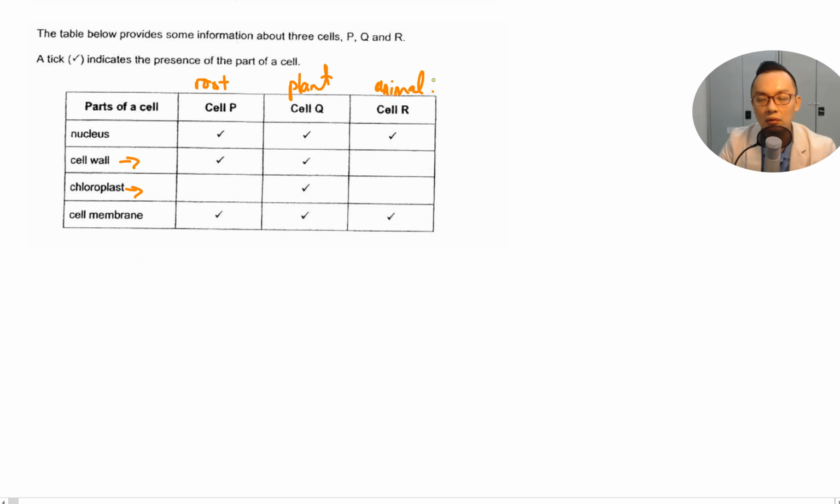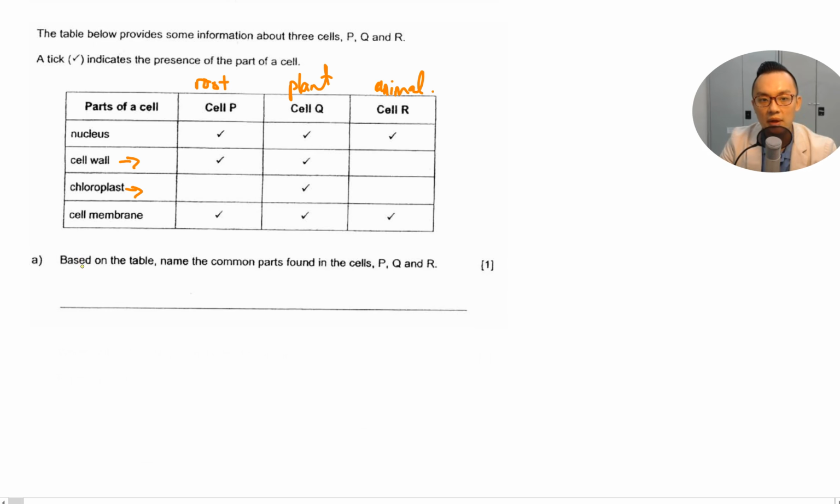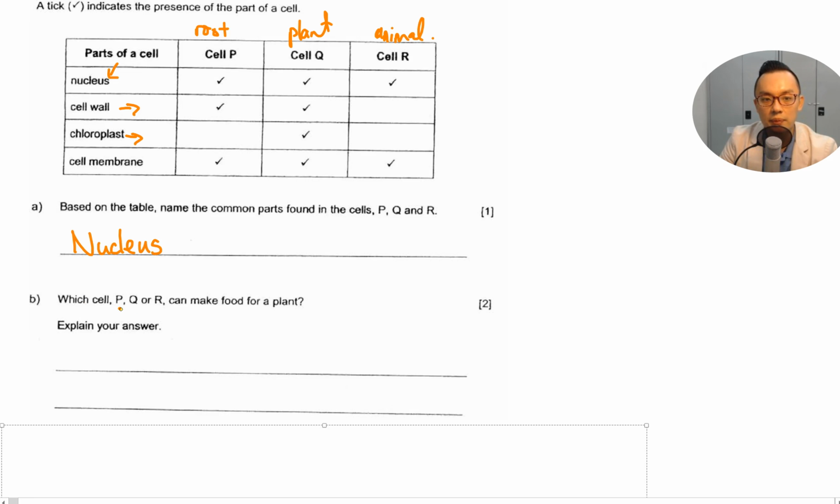Alright, so write down your analysis first before looking at the question. Based on the table, name the common parts found in the cells P, Q, and R. The common part is actually the nucleus. Alright, N-U-C-L-E-U-S, nucleus. Which cell P, Q, or R can make food for a plant? So only cell Q can make food.